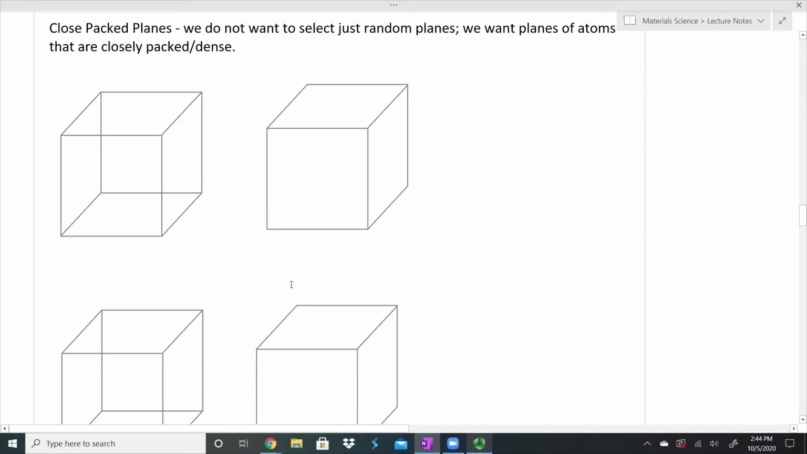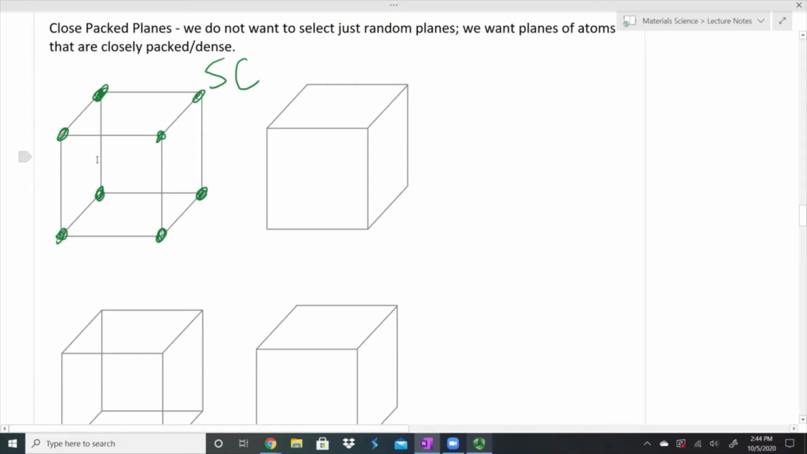This first one that we're going to do is going to be for simple cubic. SC, simple cubic. For simple cubic, I have an atom on each corner. And that's it. And what we want to do is see which plane in here is the most dense, the one that's most closely packed.